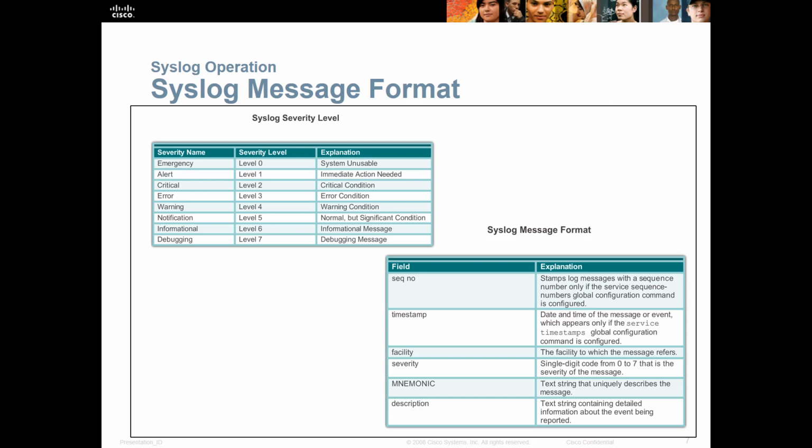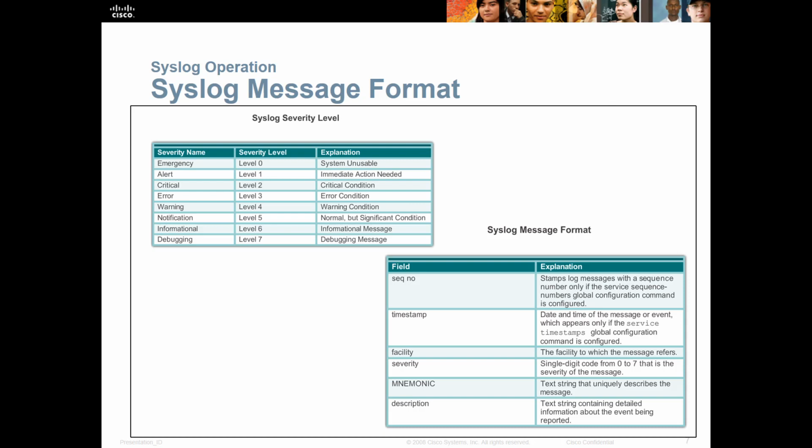That way, if you get something that says, we will do levels 0 through 3, what does that mean? That means we're going to deal with things like emergency, alerts, criticals, and errors. Anything that's a warning, we're going to ignore. So that's why knowing the levels is that important.